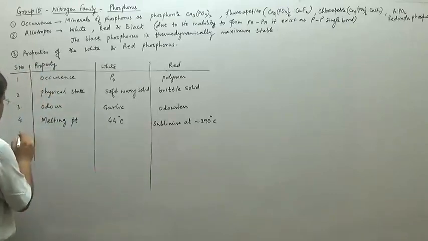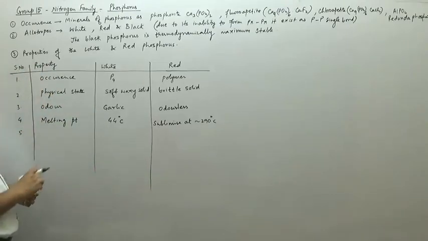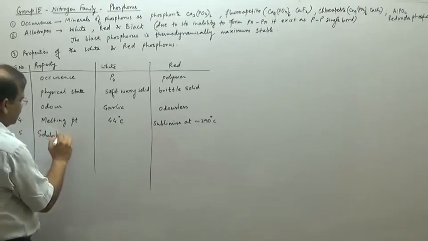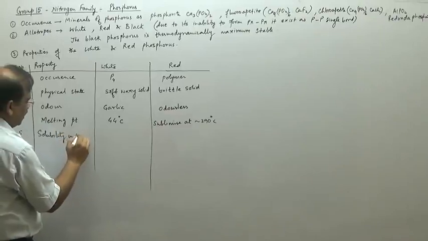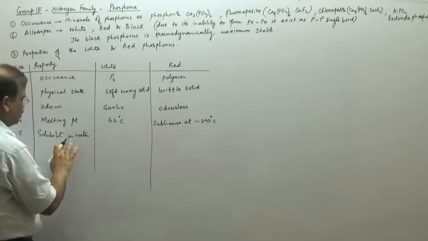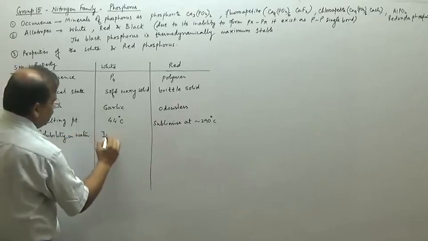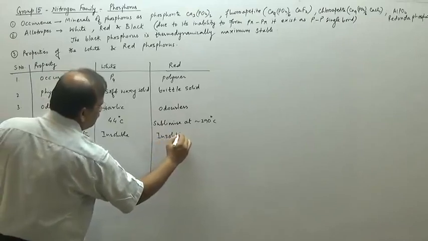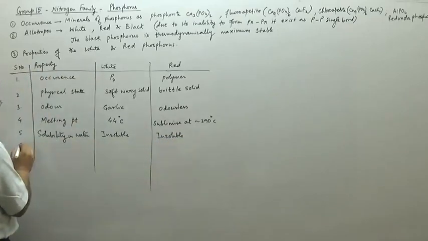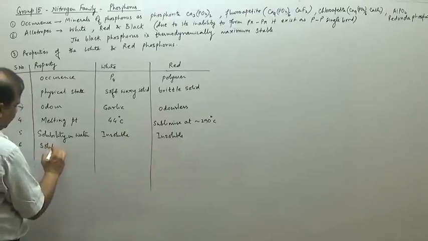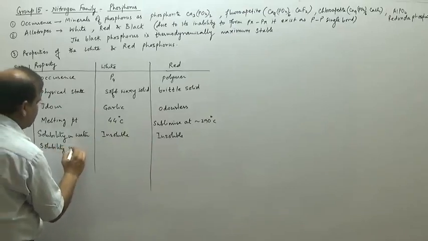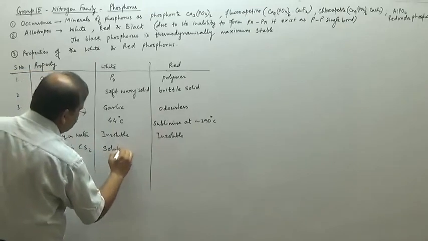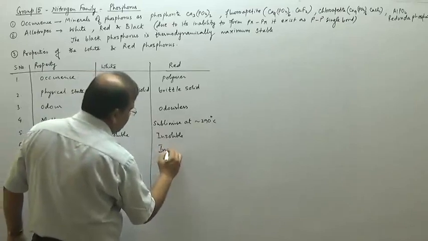The next property we can say is the solubility. Solubility in water: both are insoluble in water. But if I write the solubility in carbon disulfide, CS2, white phosphorus is soluble, but red phosphorus is insoluble in carbon disulfide.